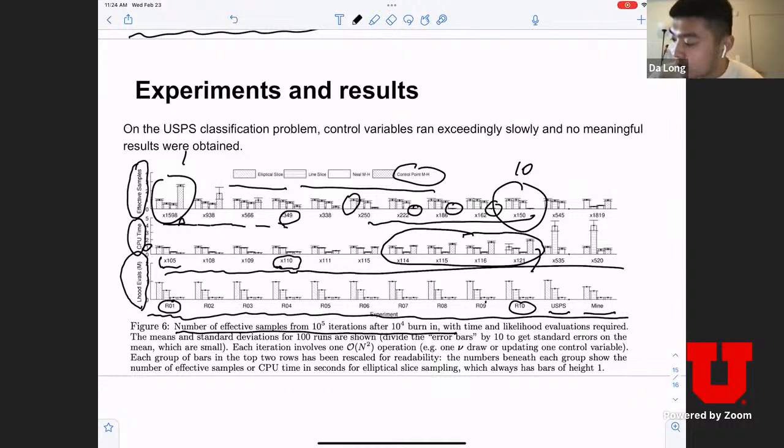And for the classification and the Cox process task, the elliptical slice sampling CPU time is better than the line slice. And they also mentioned on the USPS classification problem, control variables is very slow and gives no meaningful results over 10. So that's why there is no bar here.